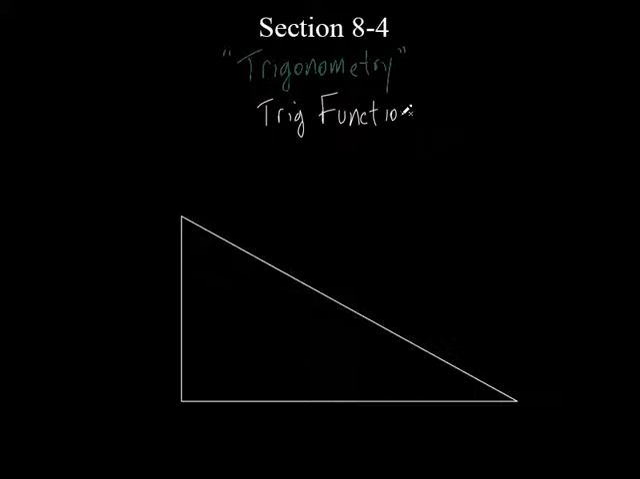There's 3 basic ones. There's actually 6 altogether. We're only going to talk about 3 of them. And do you remember what they are? Sine, right? Cosine, and tangent. Good. These 3 words just represent a ratio between 2 sides of a right triangle.